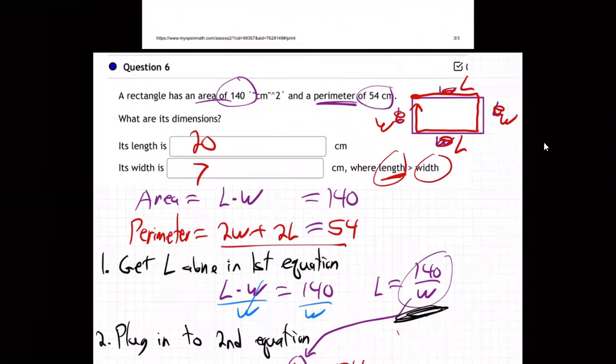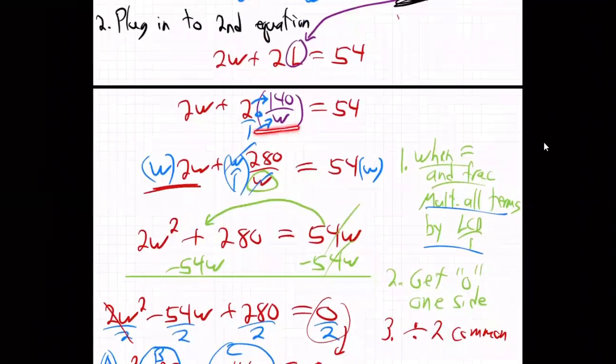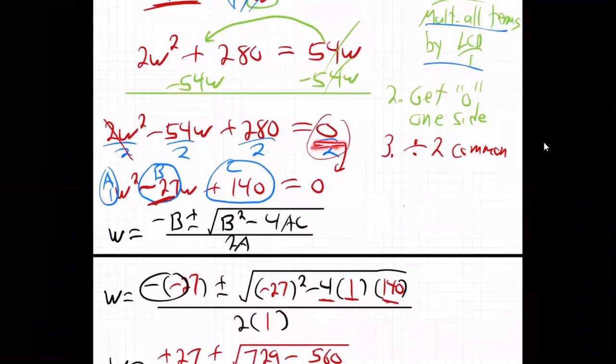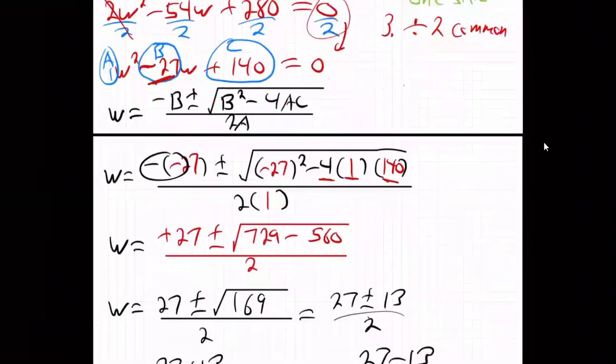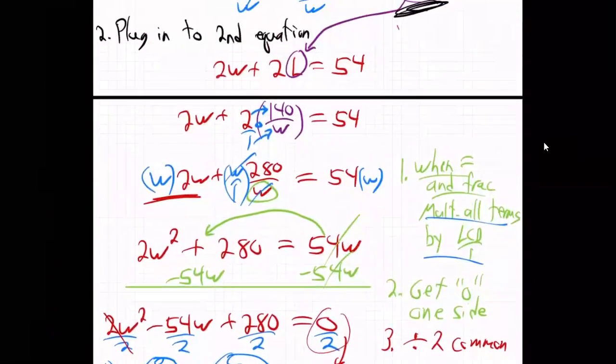So what did we do? We basically just wrote two equations. Area, length times width is 140. Perimeter, which is the 4 sides, 2 lengths and 2 widths, is 54. I got L alone in the first equation, plugged it in for the second. Then I had this whole number, put it over 1, multiplies the top, and multiply through by the LCD over 1, which is W over 1, W. We get this, get a W squared equation, get a 0, divide out the 2 to make the numbers easier, plug into the quadratic formula, we get our two answers, 20 or 7, plug them in, you get the other one. 20 and 7 are the two answers.